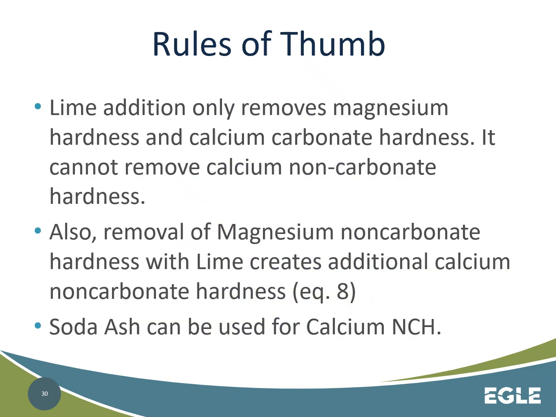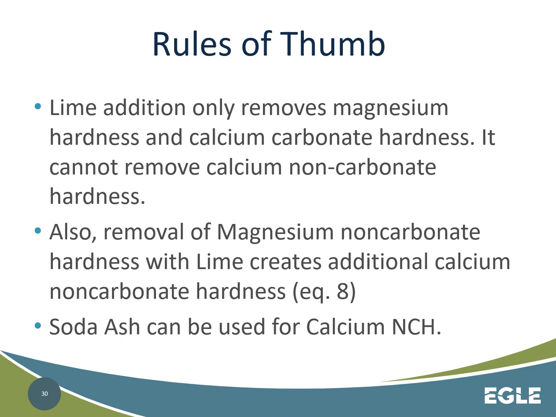We use lime to remove calcium carbonate hardness, magnesium carbonate hardness, and magnesium non-carbonate hardness. That is 3 out of the 4 types of hardness. Calcium non-carbonate hardness cannot be removed with lime. A little wrinkle in this is that removal of magnesium non-carbonate hardness with lime actually creates additional calcium non-carbonate hardness, which cannot be removed with lime.